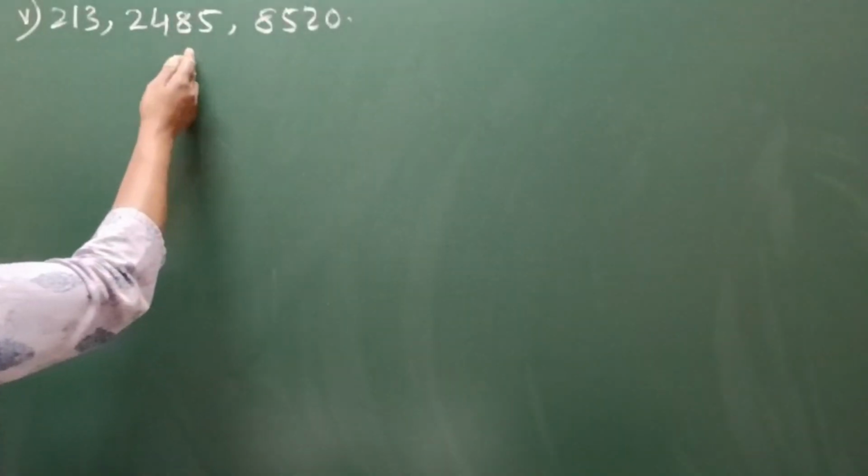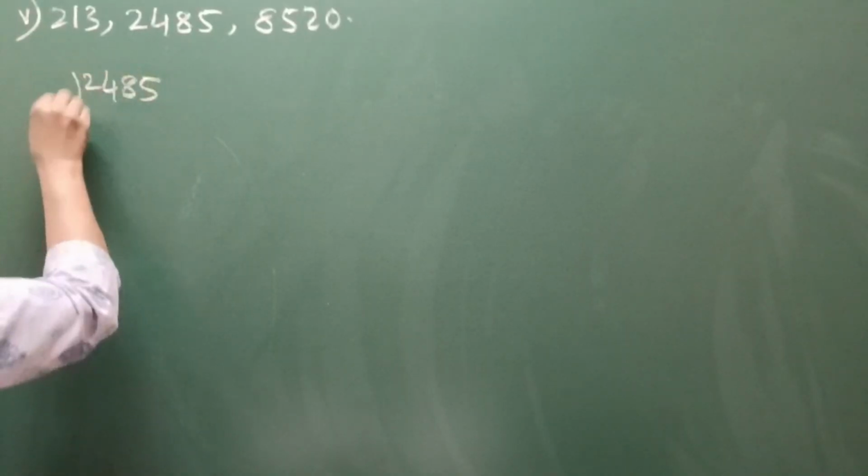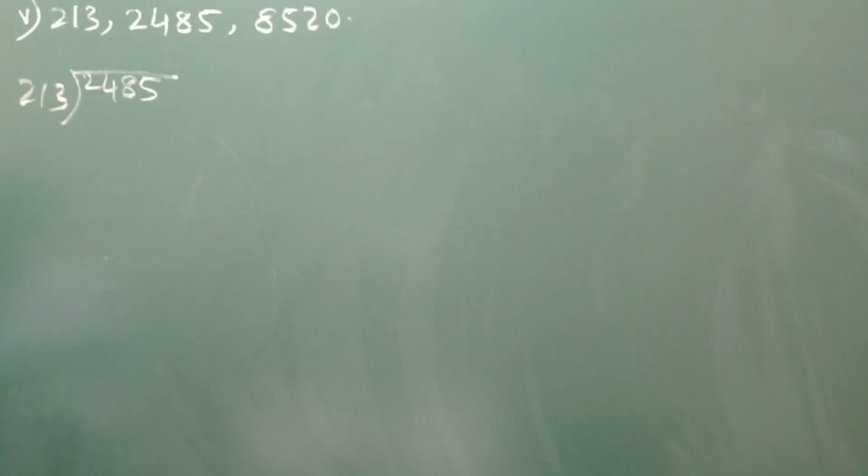There are three numbers here: 213, 2485 and 8520. We have to find the HCF for these three numbers. Let's take the first two numbers. The greater number is 2485 and 213 is the smaller number, and that is the divisor for this 2485.